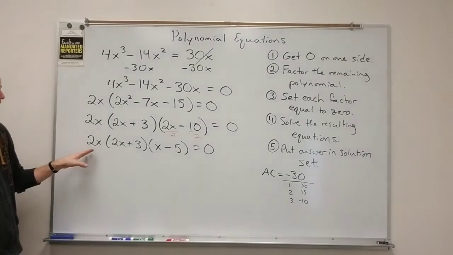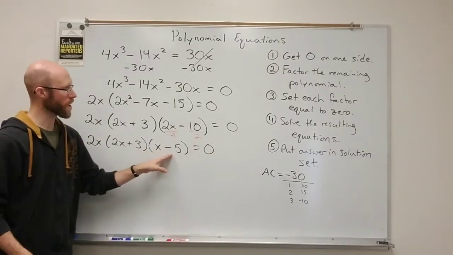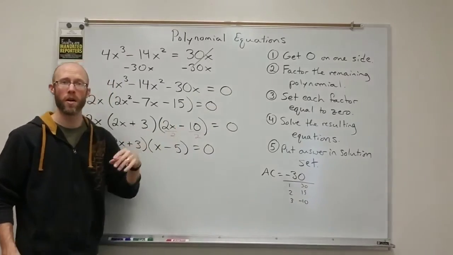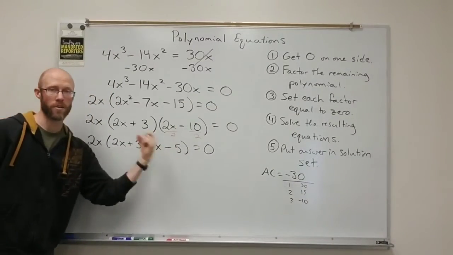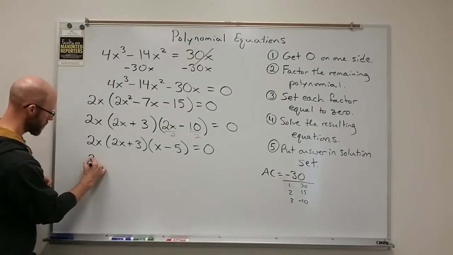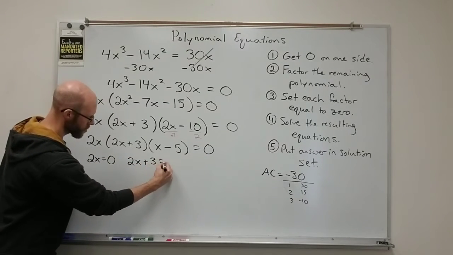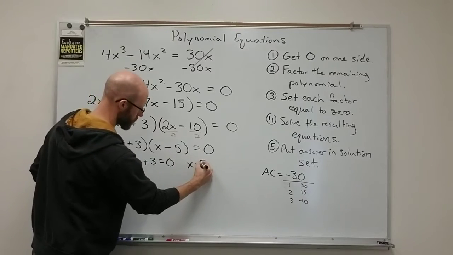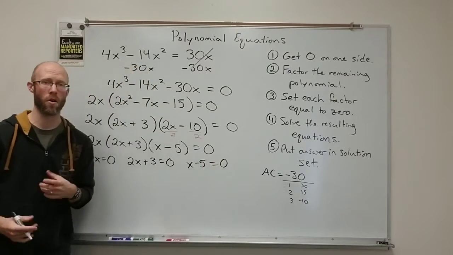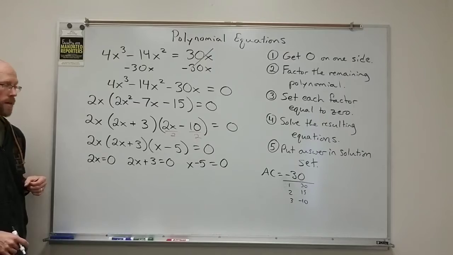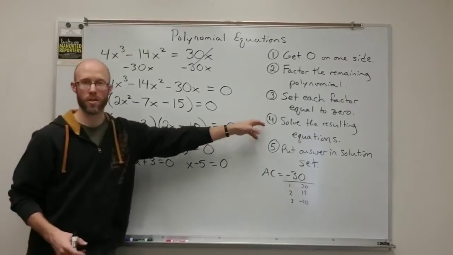And so I can set each of these factors now equal to 0. Interestingly, I actually have 3 factors. I'm going to set each of them equal to 0. So 2x equals 0, 2x plus 3 is equal to 0, and x minus 5 is equal to 0, all 3 of them. Then I go through and solve the resulting equations.